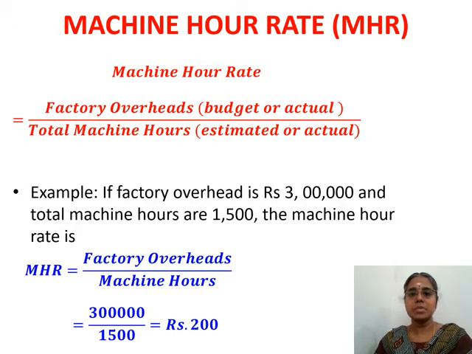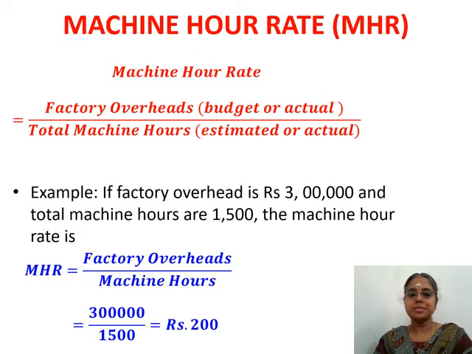That time the machine will run is usually estimated before the runtime, or after the actual production you can do it for actuals. Factory overheads actuals by total machine hour actuals, or budgeted by estimated, whatever you have along with you, whether it is budgeted or estimated.